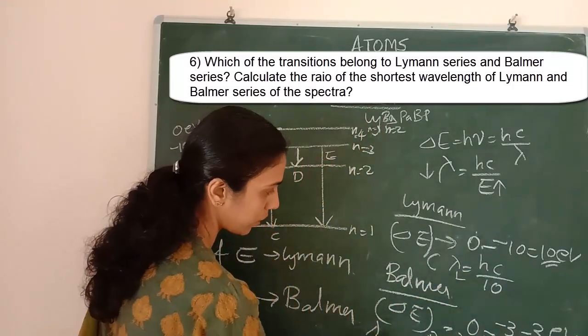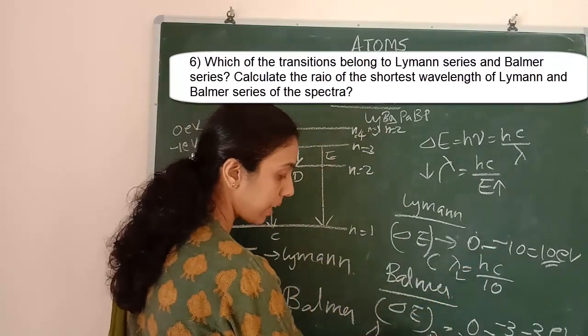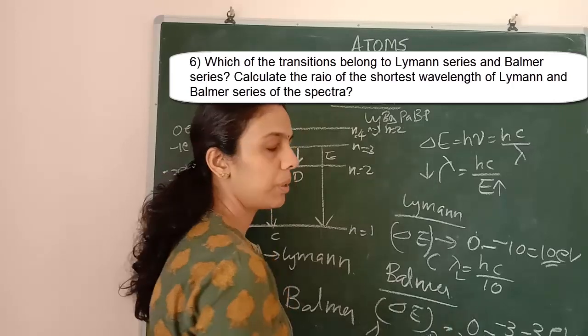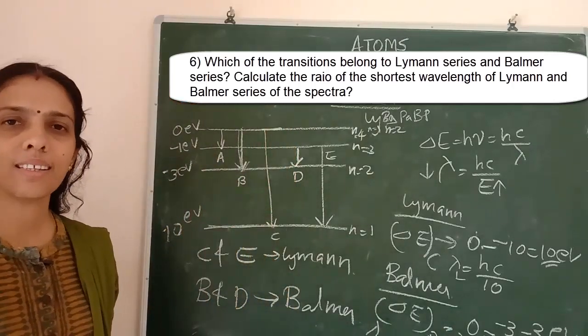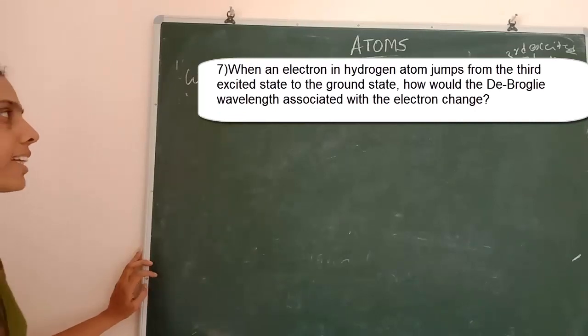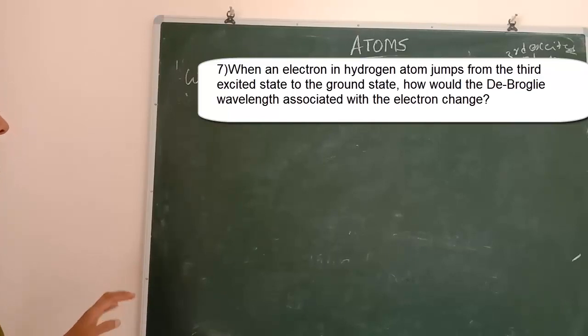Lambda B will be equal to hc, and hc will cancel. So 1 by 10 divided by 1 by 3, you will get it as 3 by 10. Clear now?